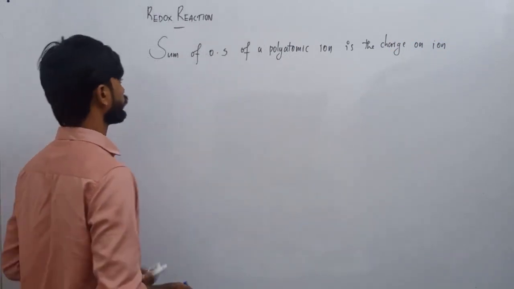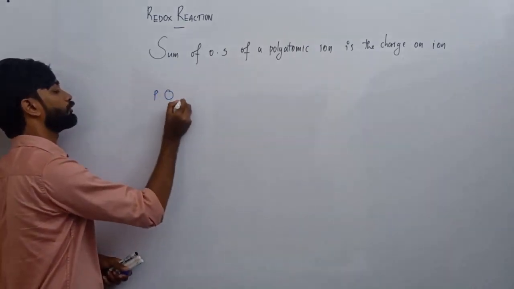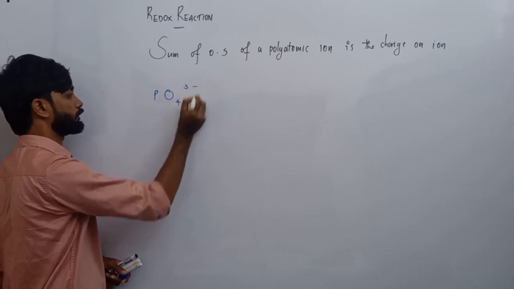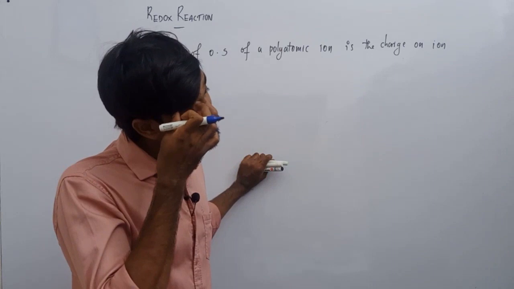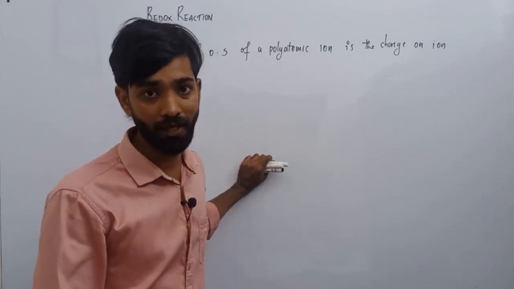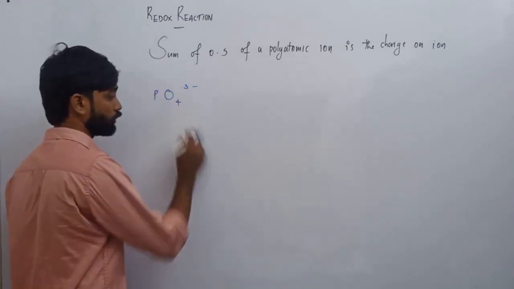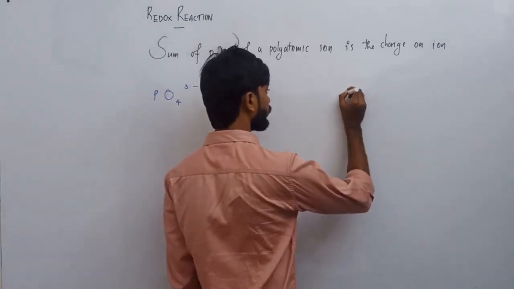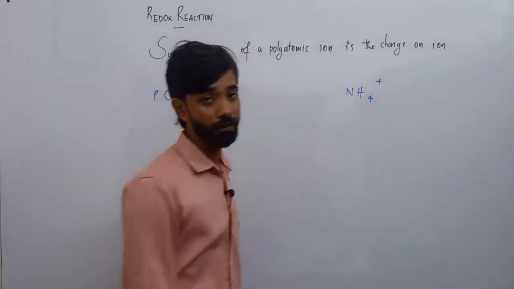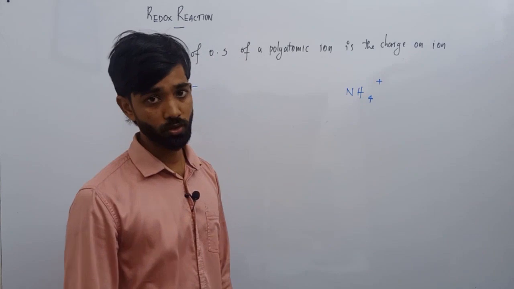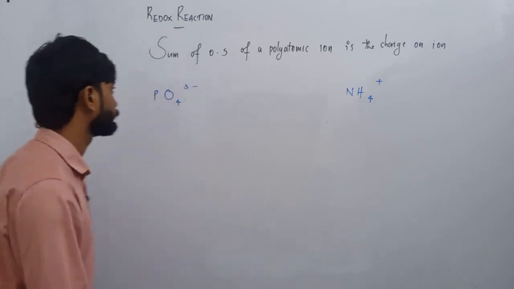Listen, there are 2 types of polyatomic ions. Let me take PO4 3-. This is a polyatomic anion. Polyatomic means having more than 1 atom. The atoms are phosphorus and oxygen, so this is a polyatomic anion. We have another one, NH4+. This is a polyatomic cation, with nitrogen and hydrogen. These are 2 different atoms, so more than 1 atom, polyatomic, but it is a cation.